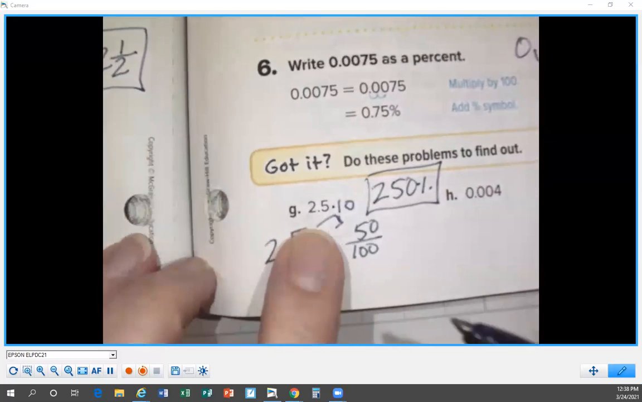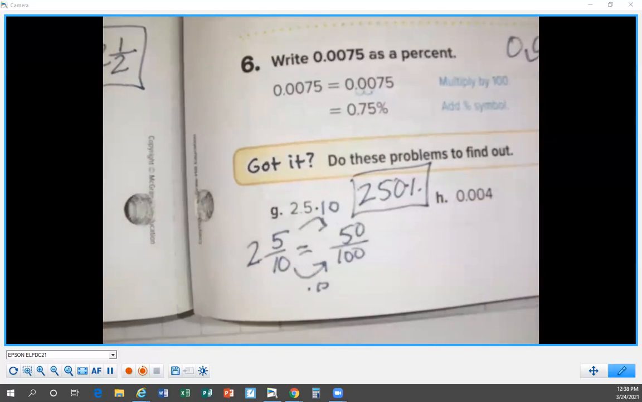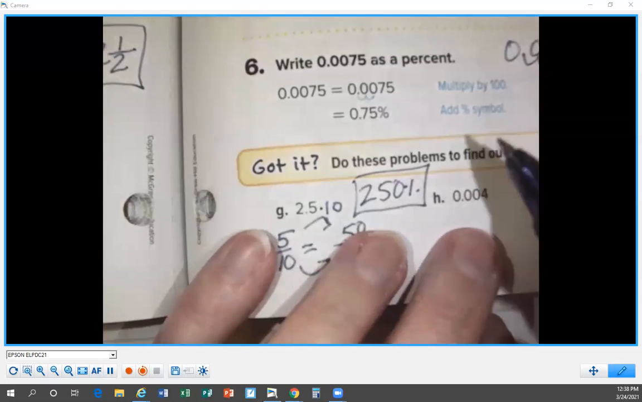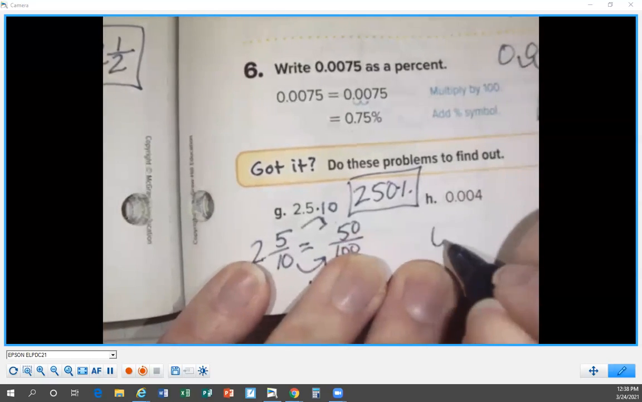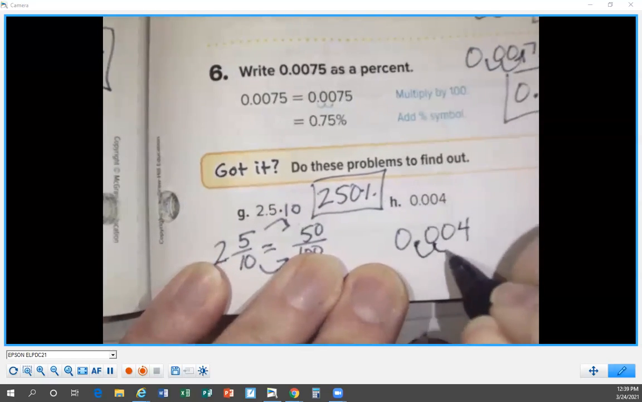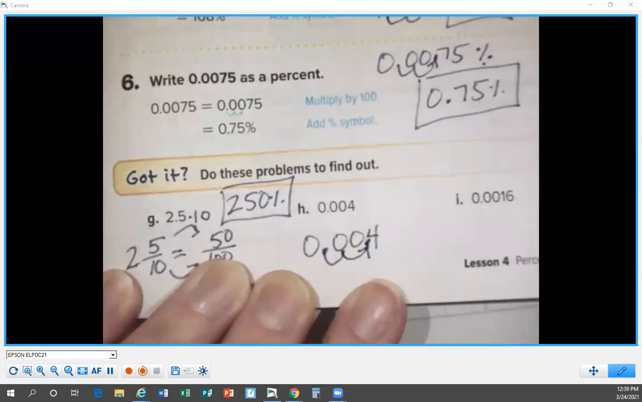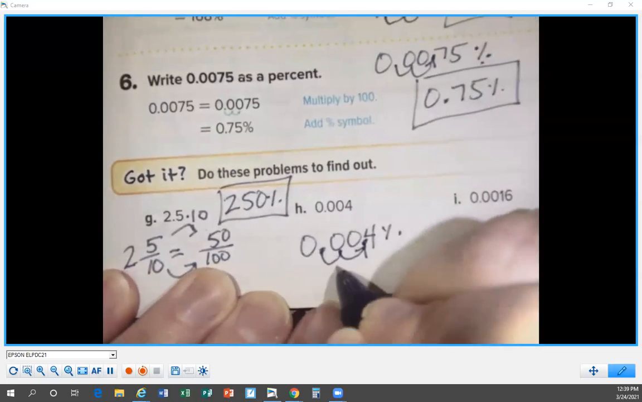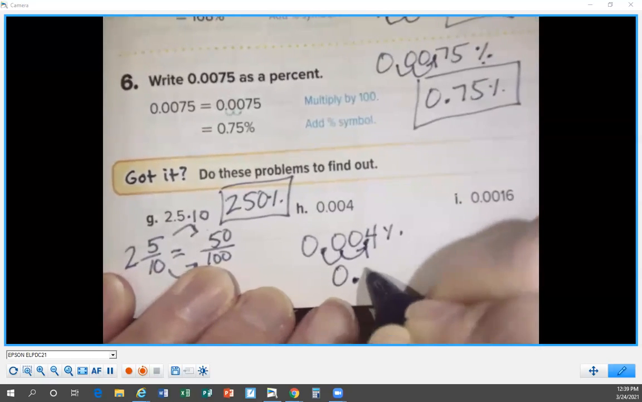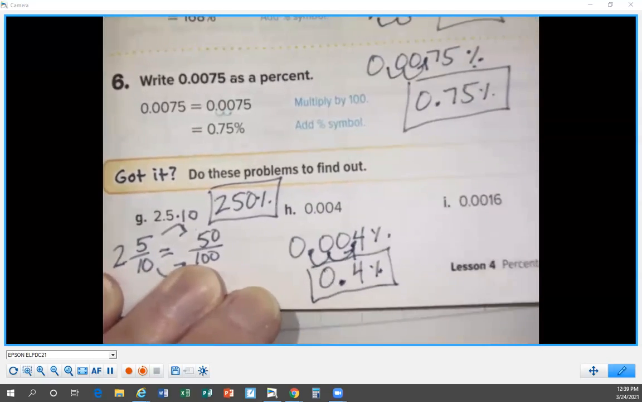Okay, or in other words, move your decimal 2 places to the right, add a percent sign. Okay, move your decimal 2 places to the right. So 1, 2, so it's going to be here now, and then add a percent sign. So it's 0.4%.